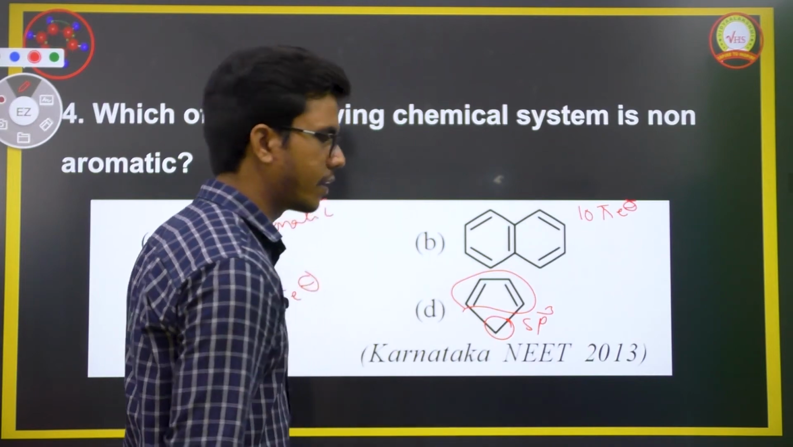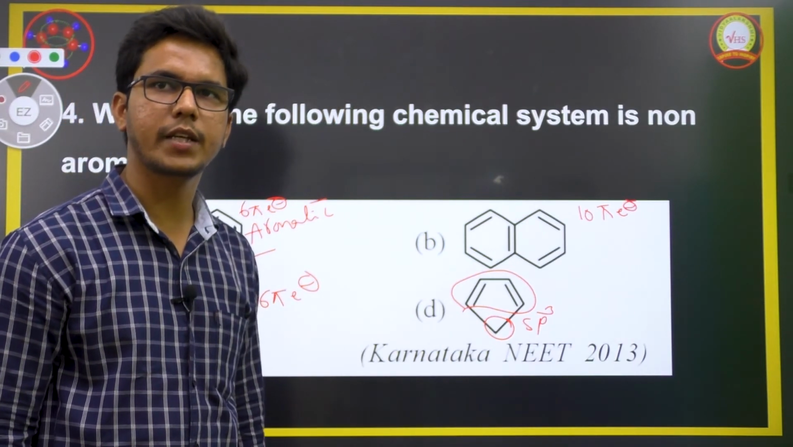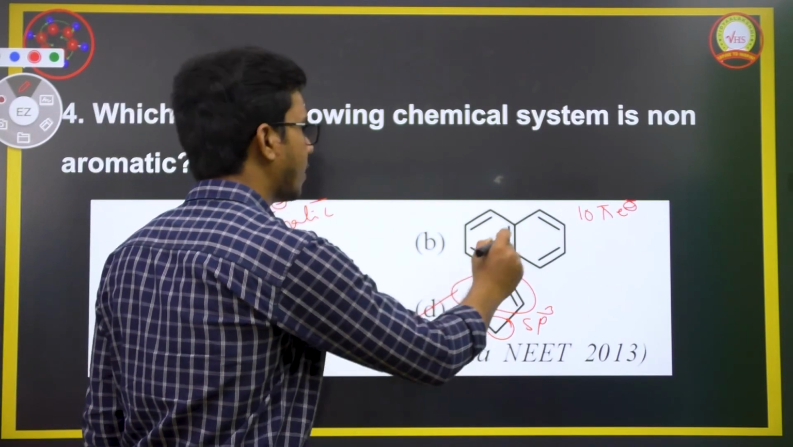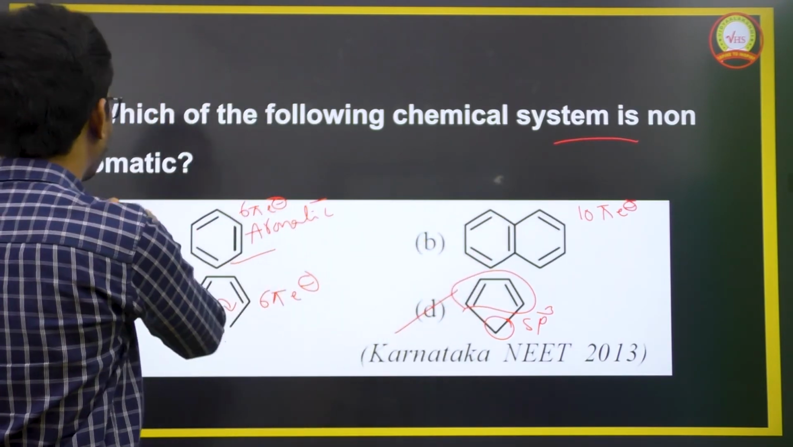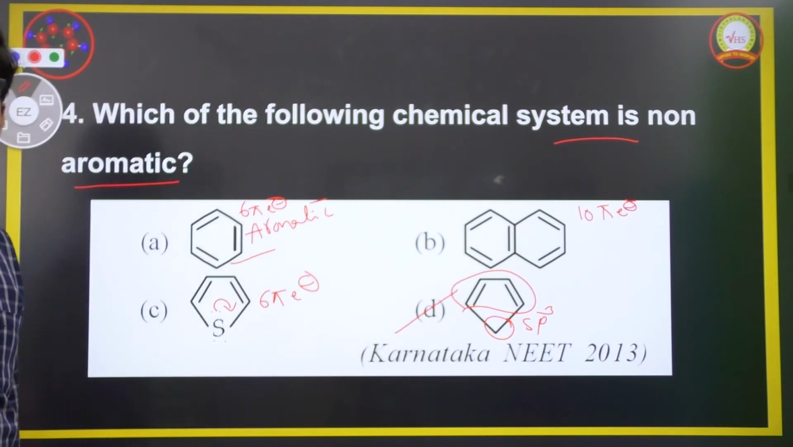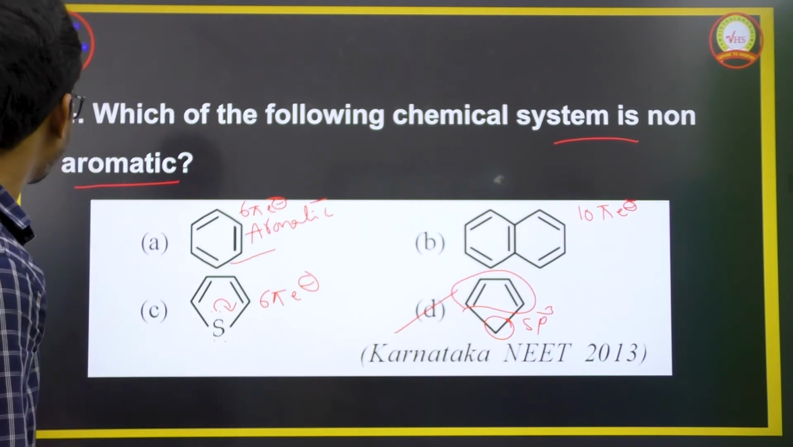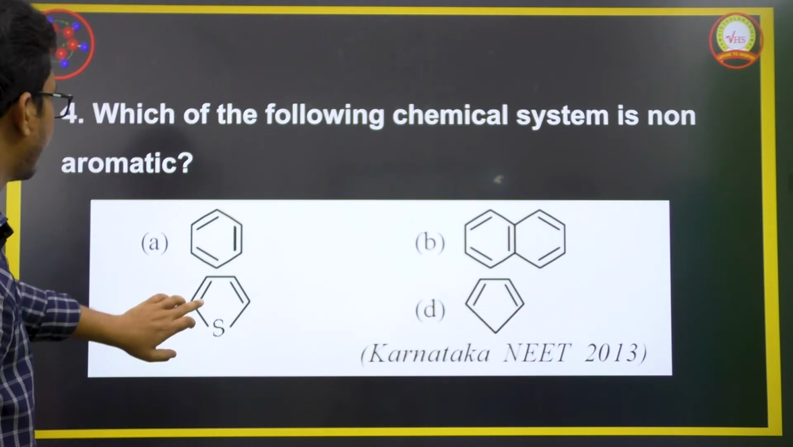But if you see the last one, we have only 4 sp2 hybridized, the last one is sp3 hybridized. If we have at least one sp3 hybridized carbon, it is going to be what? Non-aromatic. That's what according to the question. What is the non-aromatic one? D is the answer. It has come in Karnataka in 2013. Okay, let us see the next one.